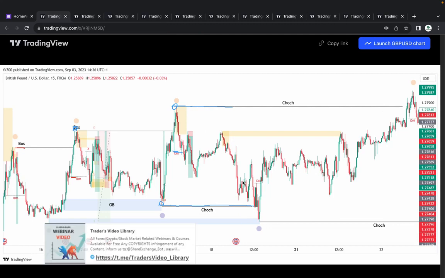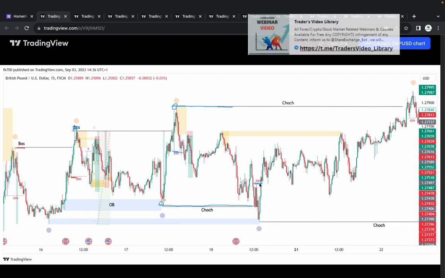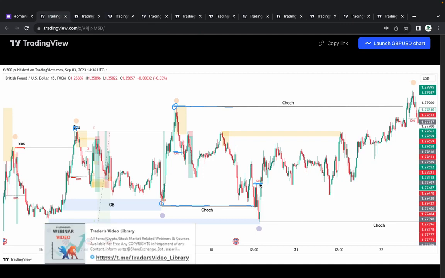Simple. After CHoCH in a higher time frame, first internal high or low is taken out, that's called inducement, right? Inducement only happens when price takes out the first pullback after break of structure, that's called inducement, simply.